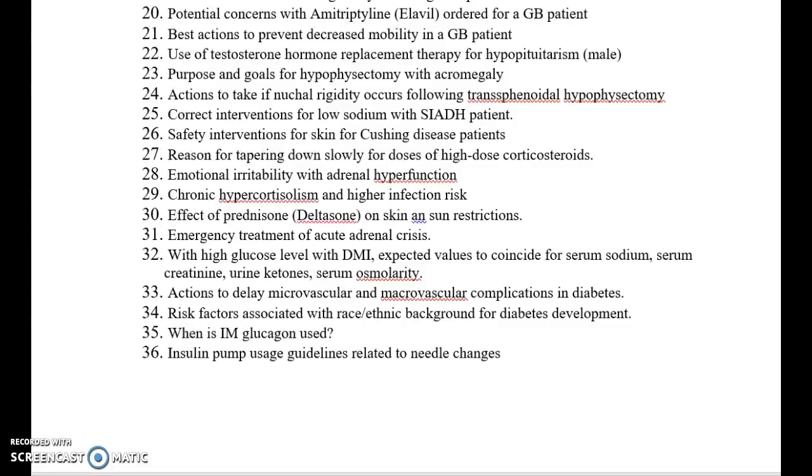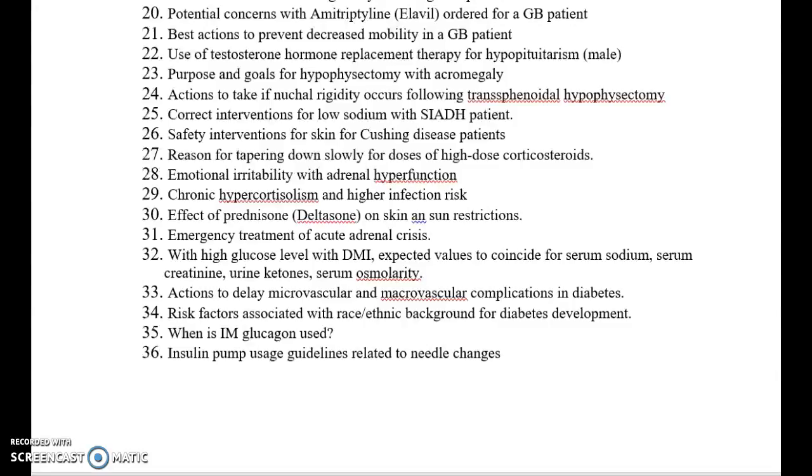Chronic hypercortisolism and higher infection risk. I think we've said that again and again. Steroids high, immune system down. Make sure that they really have protection measures in place, even at home in different settings, that make them less at risk for infection.